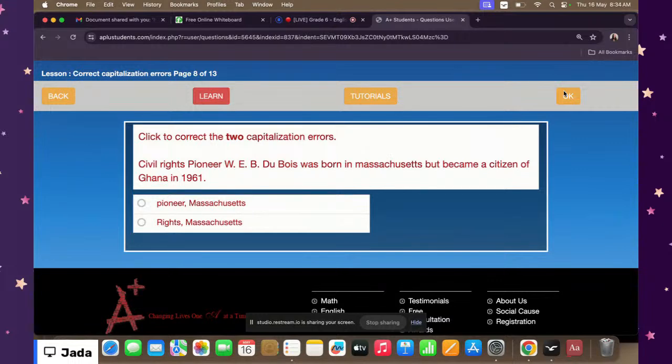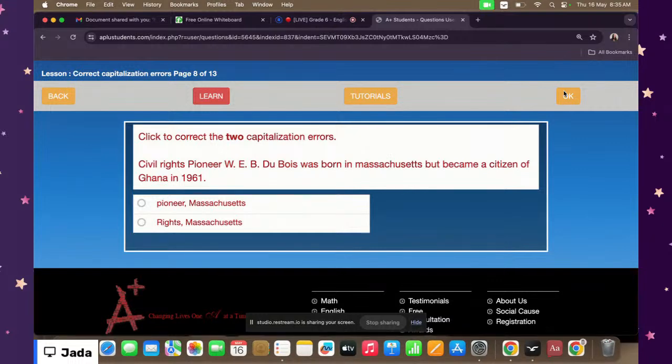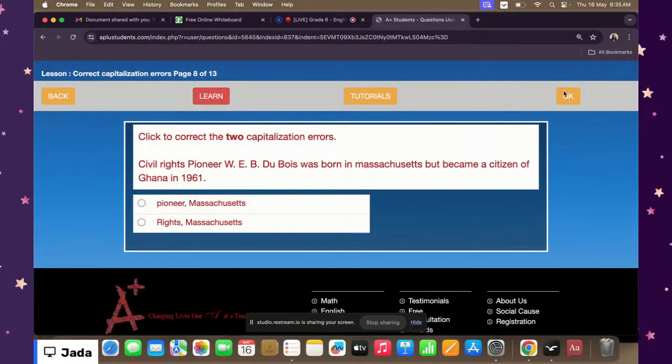Civil rights pioneer W.E.B. Du Bois was born in Massachusetts but became a citizen of Ghana in 1961. So, what's the problem here? What's the error? What should be corrected? Massachusetts. Okay, option two.